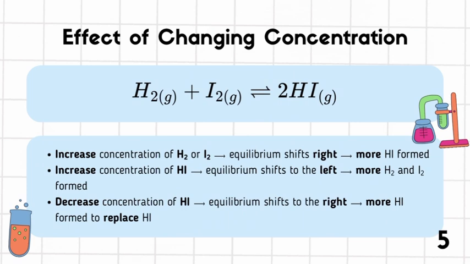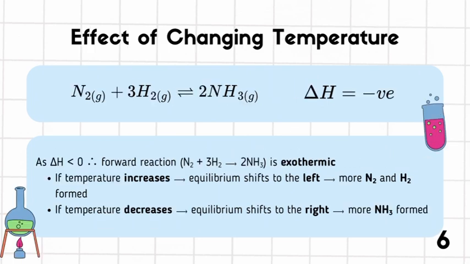Here's an example using hydrogen and iodine reacting to form hydrogen iodide. If we increase the concentration of hydrogen or iodine, equilibrium shifts to the right, producing more hydrogen iodide. But if we increase the concentration of hydrogen iodide, equilibrium shifts to the left, producing more hydrogen and iodine. If we decrease hydrogen iodide, equilibrium shifts to the right again, forming more hydrogen iodide to replace what was removed. So the system always tries to oppose the concentration change.